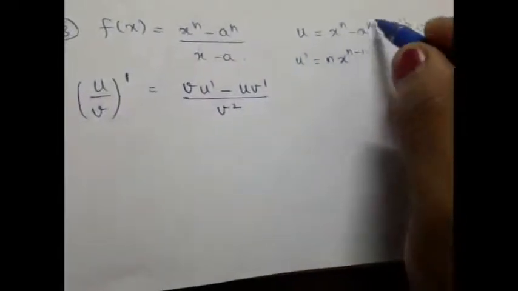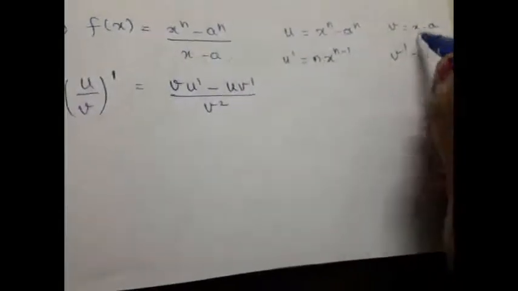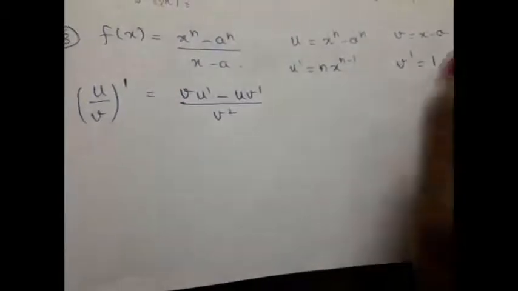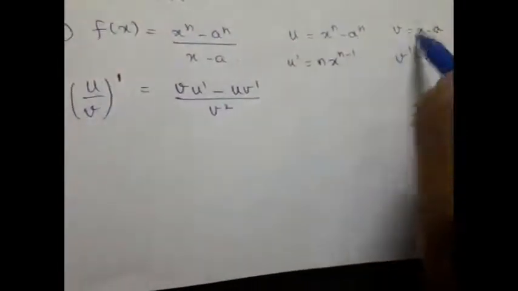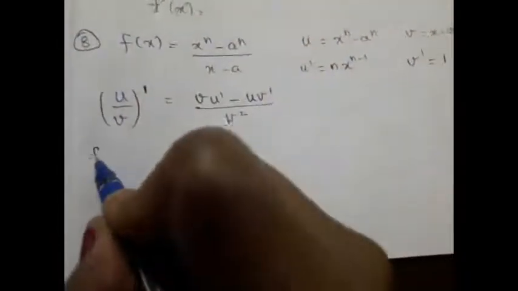A is constant, so if we differentiate, it will become 0. Similarly, v dash is going to be x; if we differentiate, it is going to be 1. A, if we differentiate, it is going to be 0. So we have identified what is u, what is v, what is u dash, and what is v dash. Now we are going to substitute in the formula.